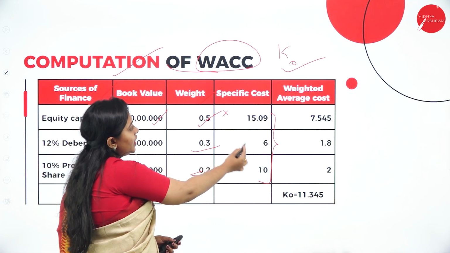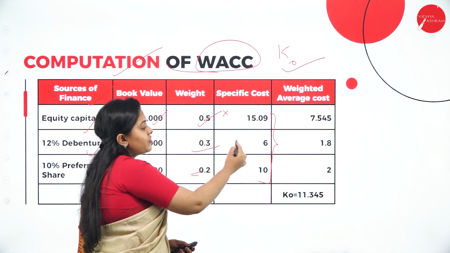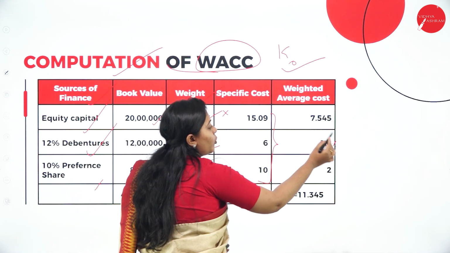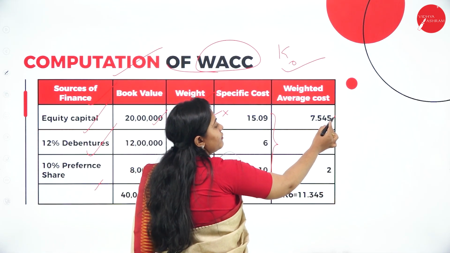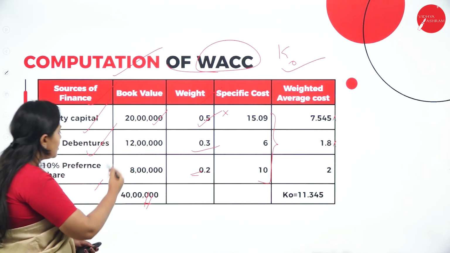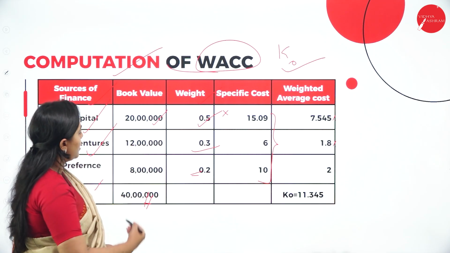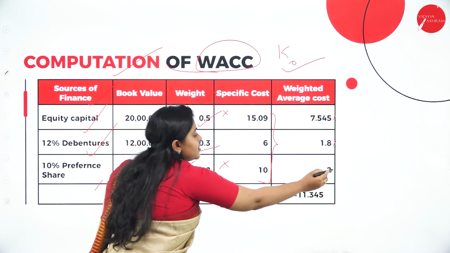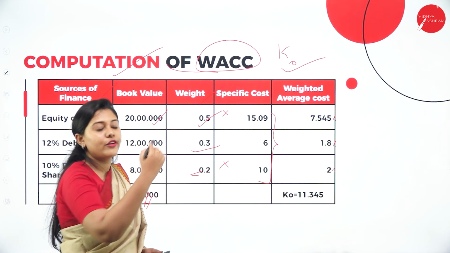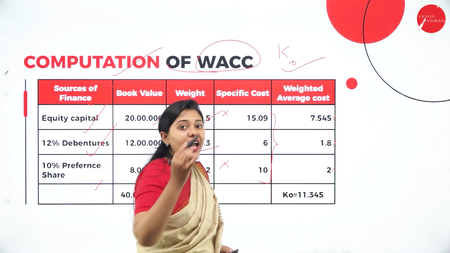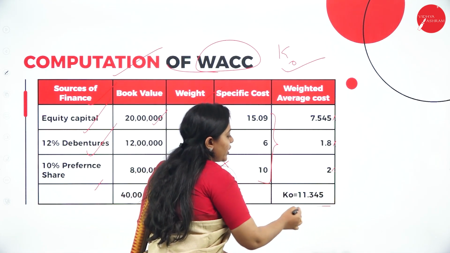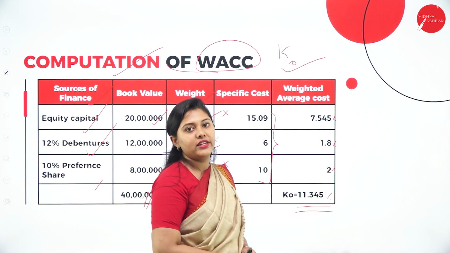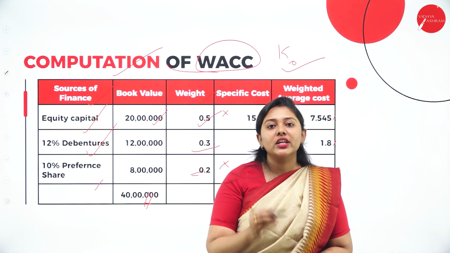And next is weight into specific cost, that is your 0.3 into 6, 1.8 will be the percentage. This is 1.8 percentage, 7.545 percentage, and what is the specific weight of your preference share? That is your 0.2 into 10. The value you get is 2%. So the overall cost, if you add the column, if you summarize the given information, the value you get is 11.345%. So this is the overall weight. So this is for the case 1, that is your condition 1.